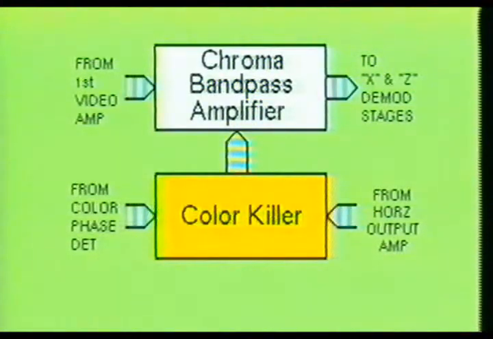The color killer stage has the ability to turn on or turn off the bandpass amplifier stage. When the color burst is present in the composite video waveform, the color killer stage will turn the chroma bandpass amplifier stage on. If the color burst is not present, as in a black and white transmission, the color killer stage will hold the chroma bandpass amplifier stage off.